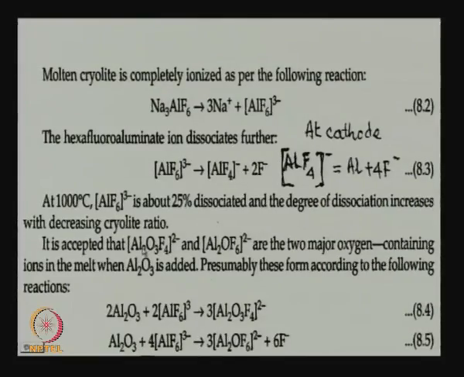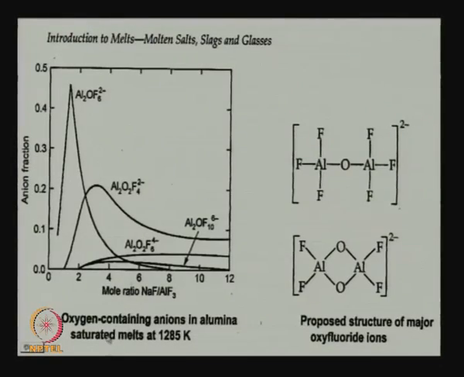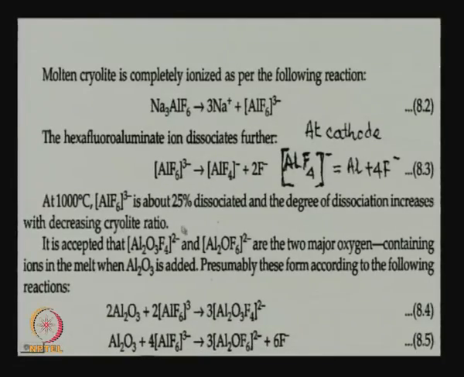These two are the dominant ones, because you recall this distribution around here. After all, the ratio of NaF by AlF3 in cryolite is 3:1, it is here, but we always add a little extra NaF. So, you find at this point these two are the major, about 0.2 and 0.2 of this and 0.2 of this. So, these two are the major anions which contain oxygen. When Al2O3 is added, that is when it forms. It will not form otherwise. It comes out of the oxygen.